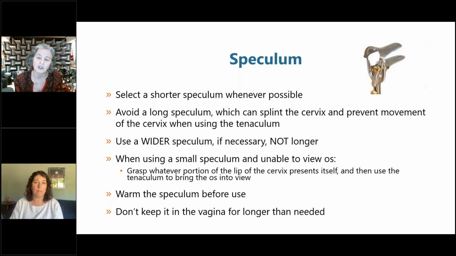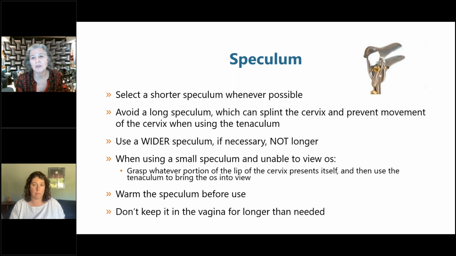Because a long speculum will press against the top and bottom of the cervix and splint it in position. And so if you try to use the tenaculum to bring down the cervix and align the cervical canal and the uterine body, then you won't be able to do that. And it also may kink right at the back of the internal os, which could make it very difficult to get the sound through. So this is something to avoid. Use wider or shorter.